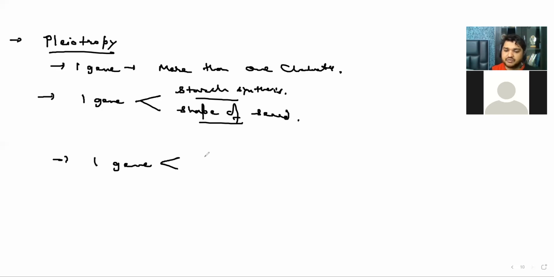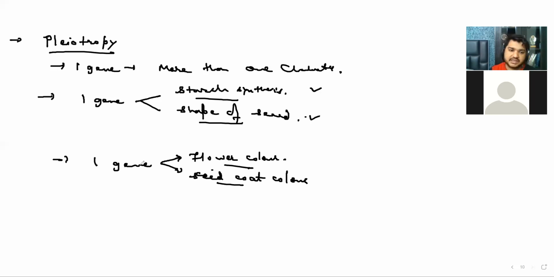Same thing, one gene was controlling the flower color, and the other was basically the seed coat color. So one gene was controlling starch synthesis and the shape of the seed, and the other gene was controlling flower color and the seed coat color, right? Got it? So this is known as the pleiotropy, when one gene is controlling more than one character.